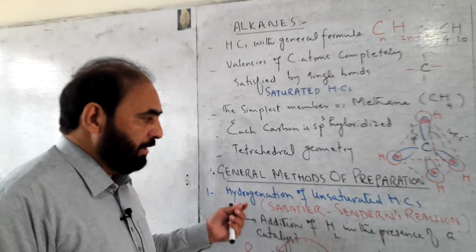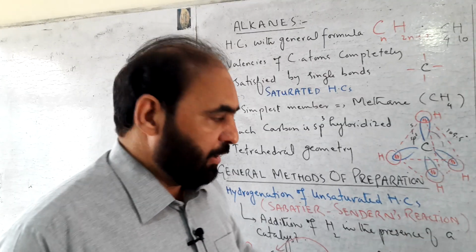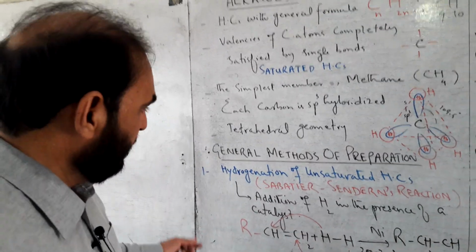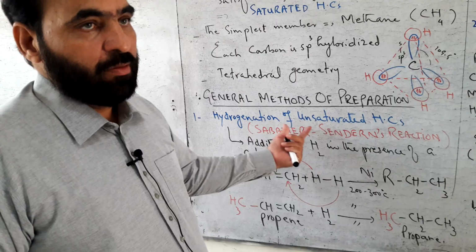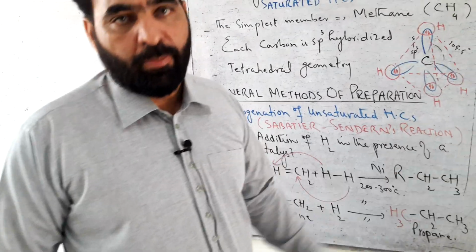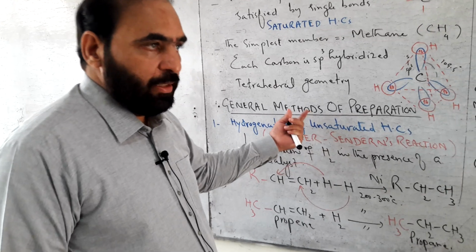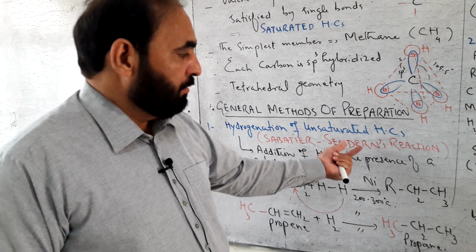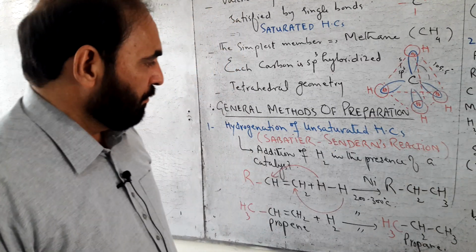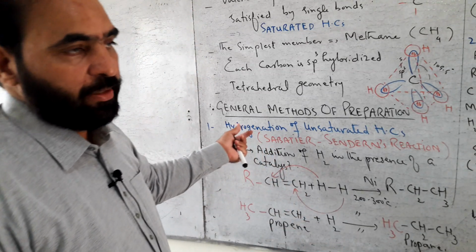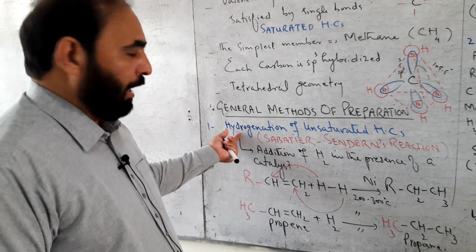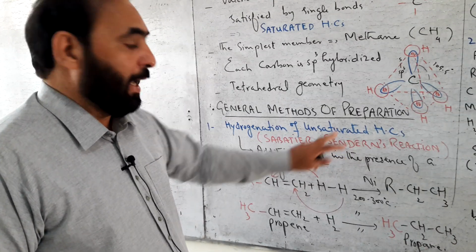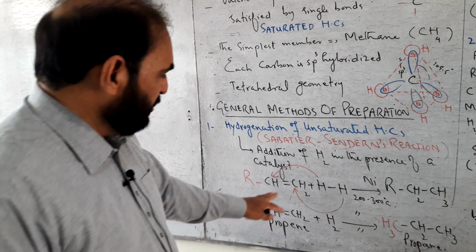Now we discuss the methods of preparation for alkane. The first method for the preparation of alkane is hydrogenation of unsaturated hydrocarbons. This method is also given a specific name, Sabatier-Senderens reaction. This is the specific name of the first method of preparation of alkane, hydrogenation of unsaturated hydrocarbons. Unsaturation means presence of double or triple bond in the chain.